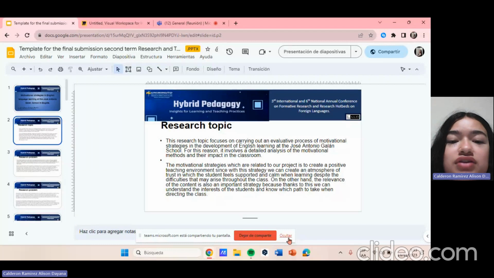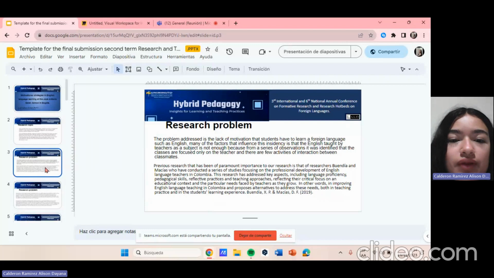The motivational strategies which are related to our project are to create a positive teaching environment, since with the strategies we can create an atmosphere of trust in which the students feel supported and calm when learning and deposit the difficulties that may arise through the class. So this is our research project.